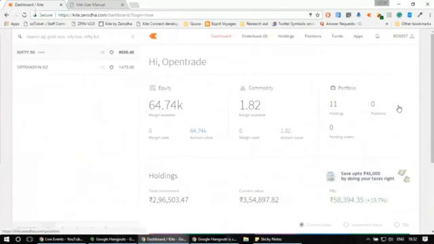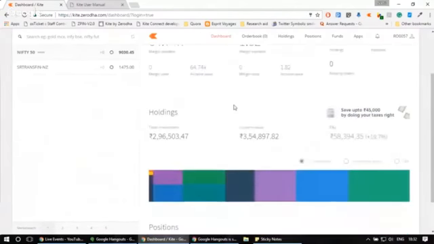Over here you get an overview of your portfolio. You see any holdings you have. So right now, as you can see, I have 11 holdings, 0 open positions and 0 pending orders. Over here you see a brief snapshot of your current holdings. Yeah, so I've invested 2,96,503 rupees 47 paise. The current value of my investments is 3,54,897 rupees and 82 paise. Right. So that's a profit of around 19.7%, which is 58,394 rupees 35 paise.